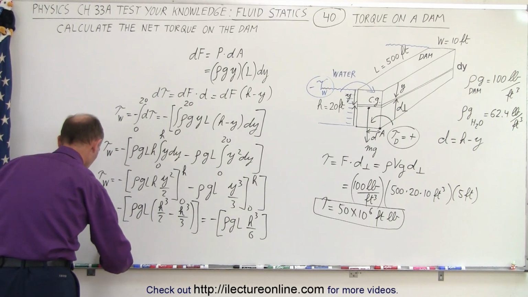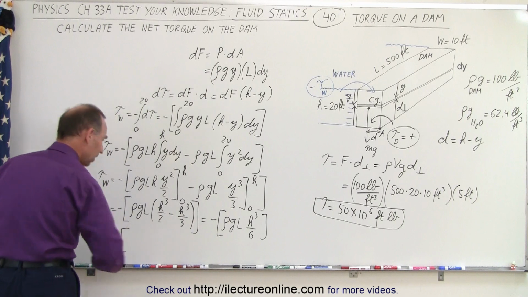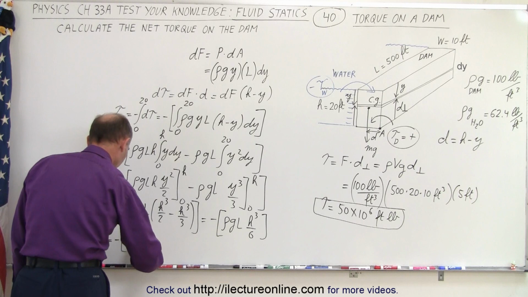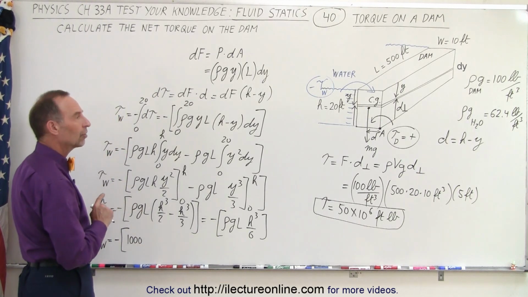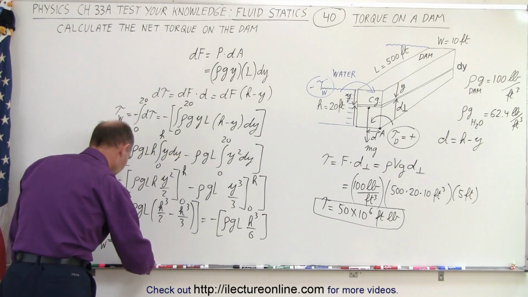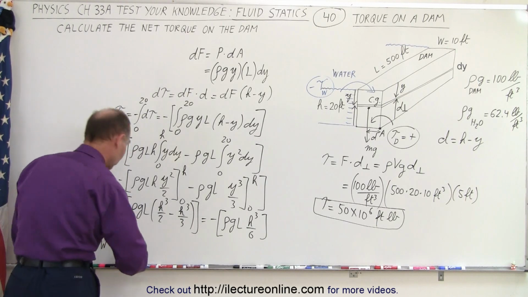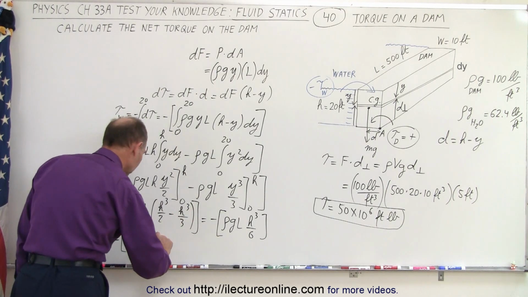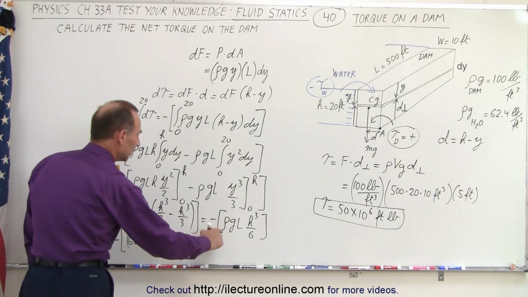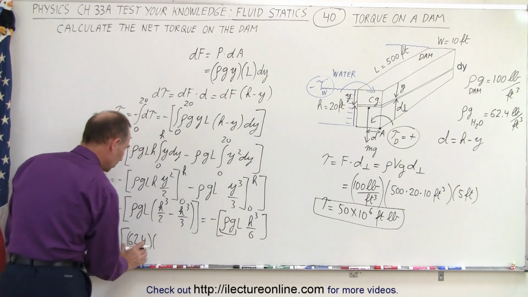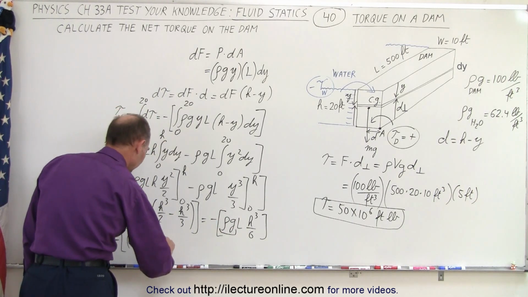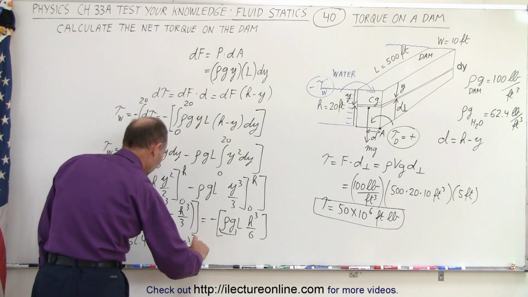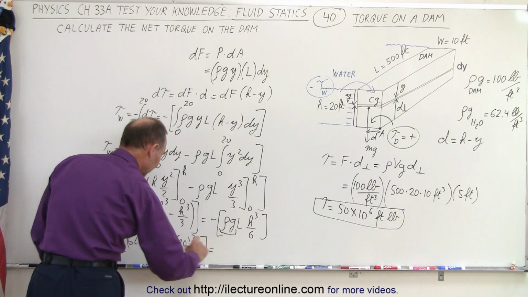So torque caused by the water is equal to negative times density of the water, which is 1,000. But actually, what we have to do here is use not metric units, but imperial units, so it's 62.4, times g, which is, well, density times g is 62.4. The length is 500. H is 20. We have to cube that. And we divide the whole thing by 6. And let's see what that is equal to.